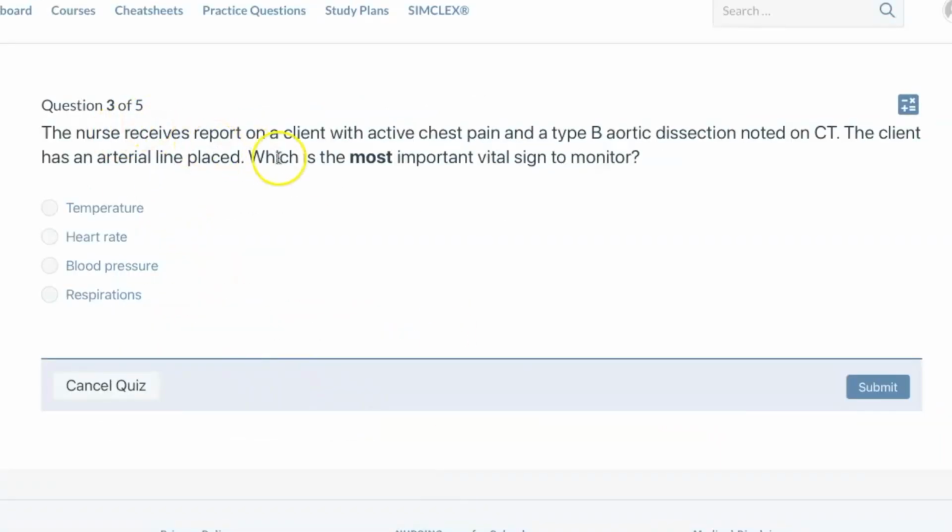The nurse receives report on a client with active chest pain and a type B aortic dissection noted on the CT. The client has an arterial line placed. Which is the most important vital sign to monitor?